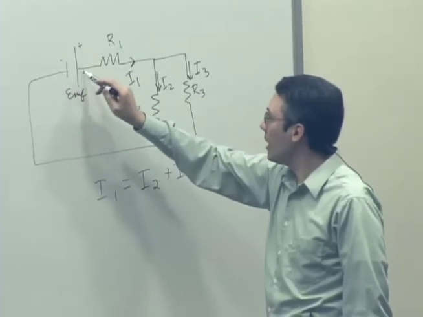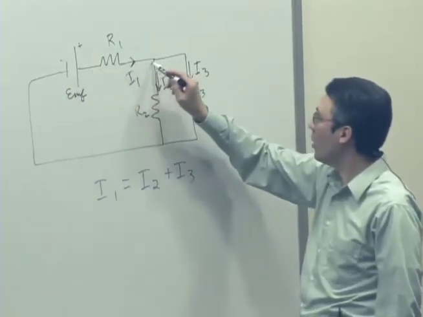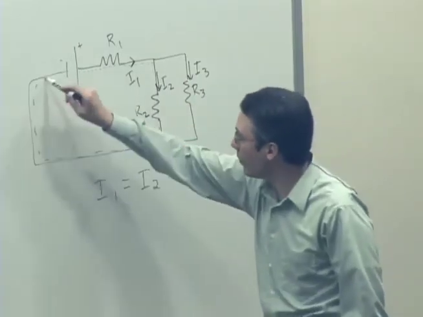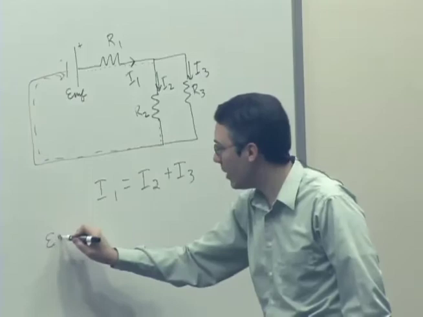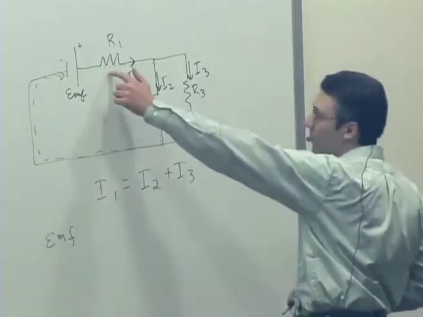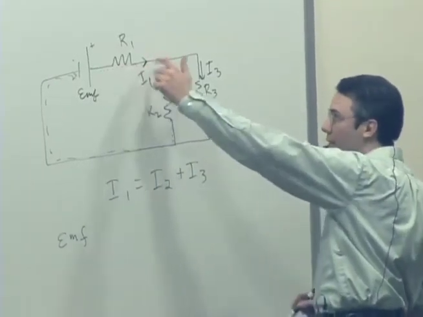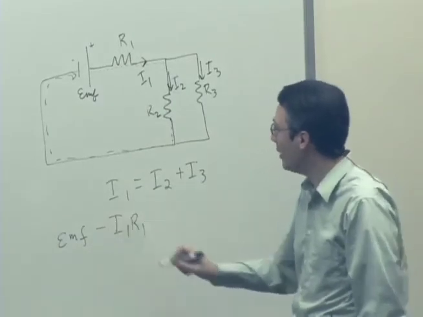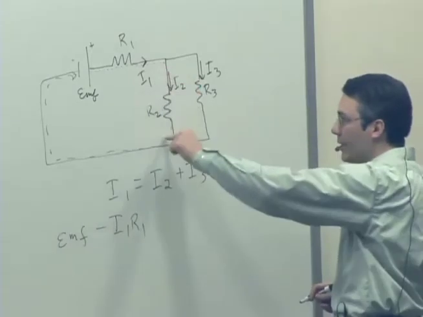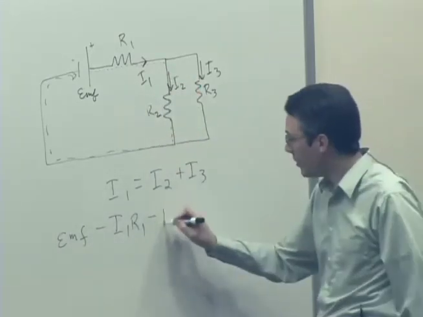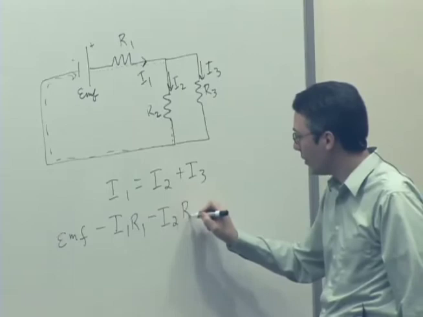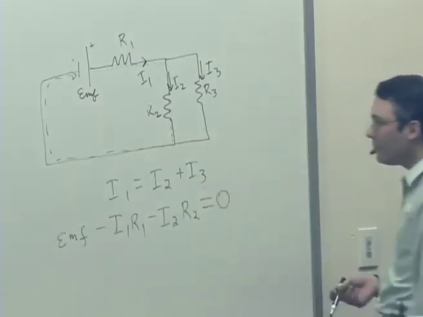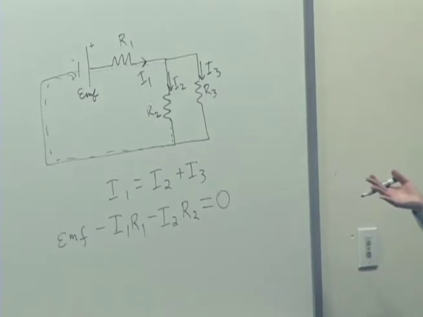For instance, one loop might go through the EMF, through R1, through R2, and then back to where you started from. That loop would give you an EMF. You have a potential drop across this first resistor, which is equal in magnitude to I1 times R1. You'd have a potential drop across the second resistor equal to minus I2 times R2. And then you're back to where you started from. You set that equal to 0. What other loop could we choose?